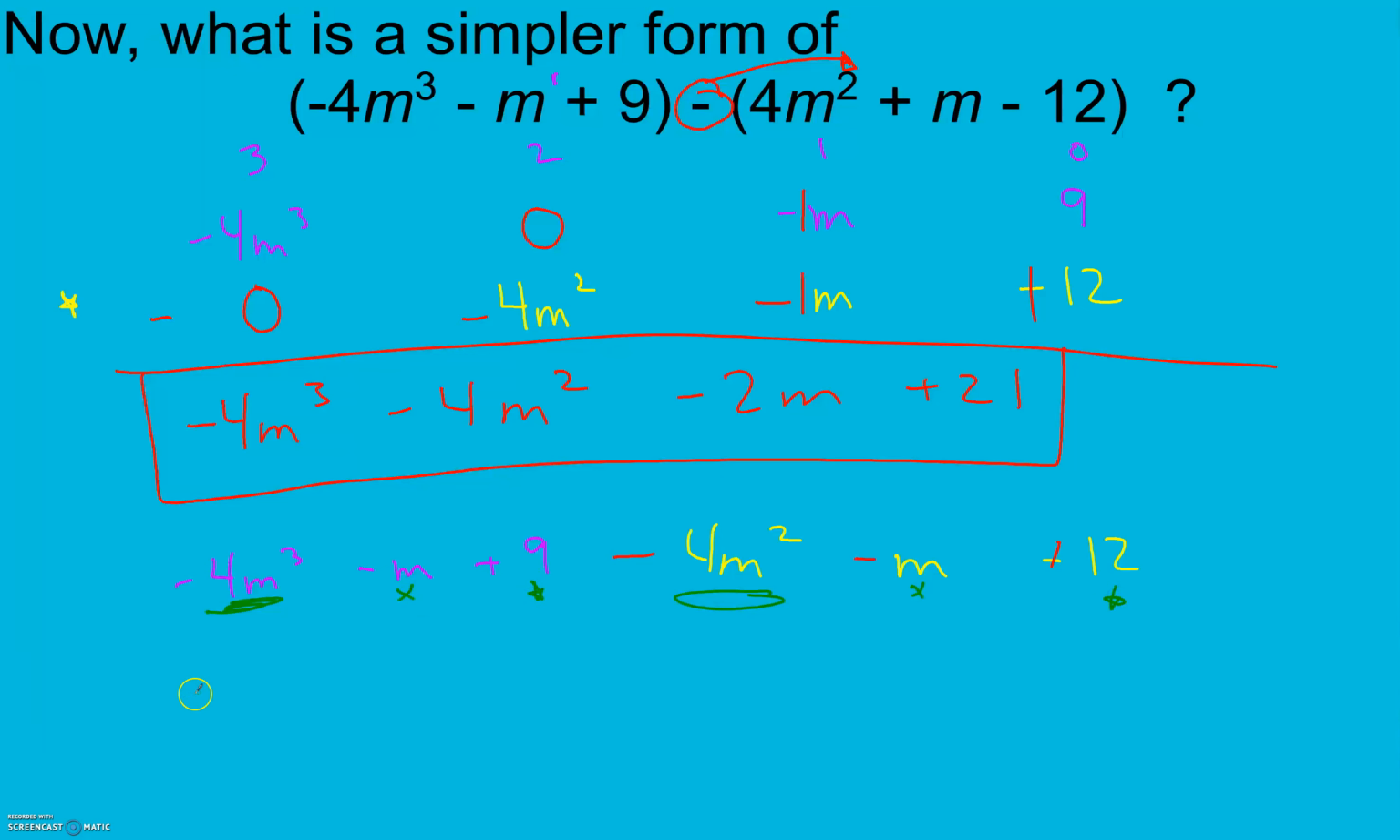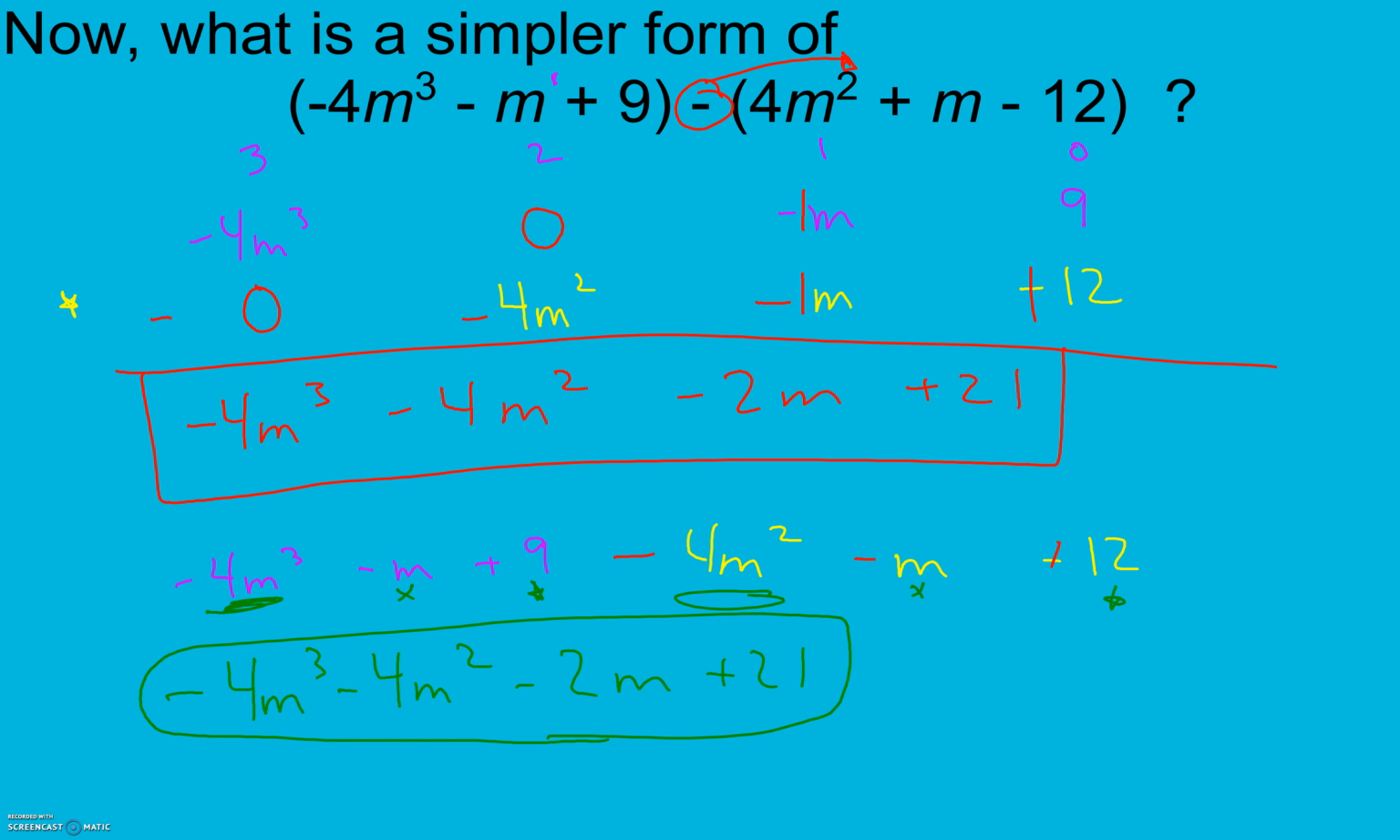So when I combine them, I get negative 4m cubed minus 4m squared minus 2m and plus 21, the same way I did with columns. So it really just depends on if you can remember that we have to subtract all those when they're listed or in their columns. And however it is, that helps keep it organized for you.